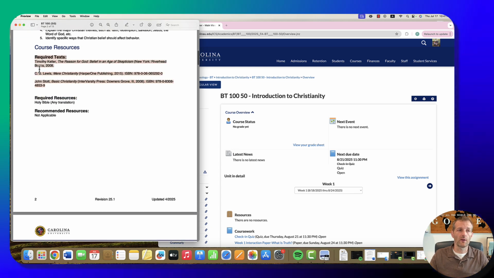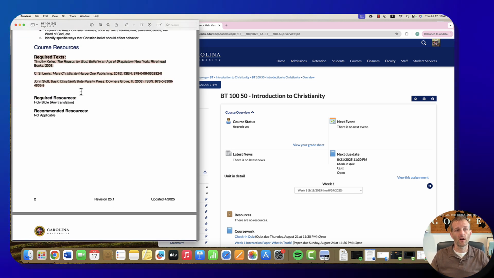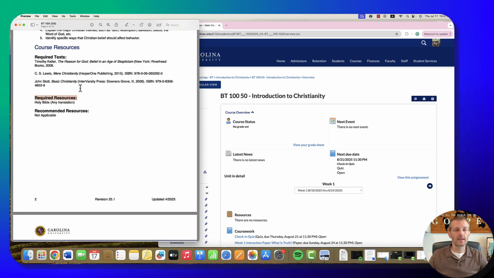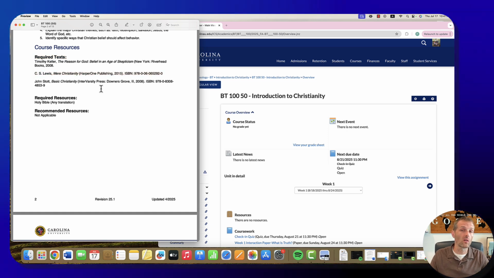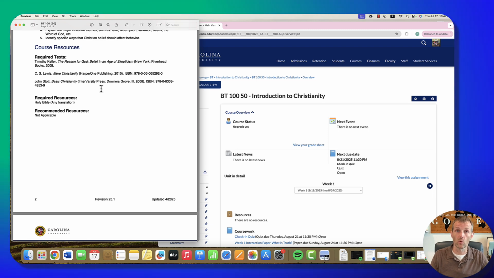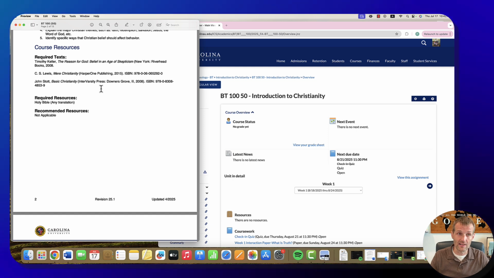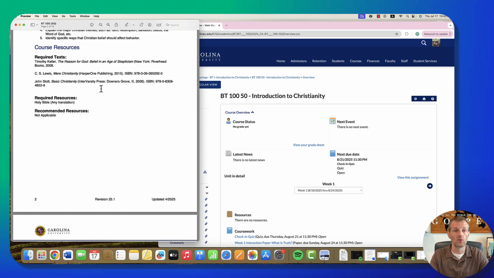Here are your required texts. We have 3. The first one is Tim Keller's The Reason for God. Now, with all these books, if you can find them online, you can do that. You can download them on your computer, on an iPad, even your phone. Mere Christianity is old enough of a book that you can actually find it for free online. You can type in open source C.S. Lewis Mere Christianity, and you can find a copy of it online. So if you don't care to keep this book, then you can do that.